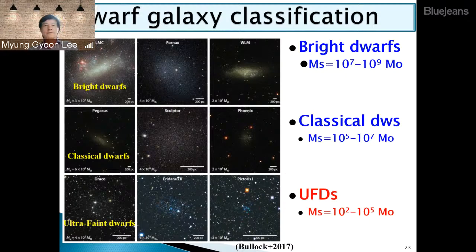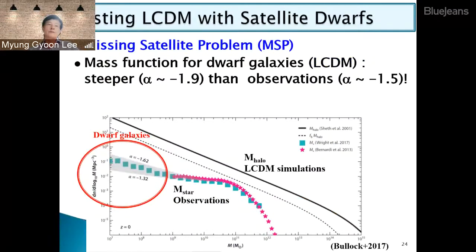The stellar mass range of UFDs is, as a matter of fact, smaller than those of globular clusters. So we know there is a well-known missing satellite problem, which comes from the comparison between the luminosity or mass functions derived from lambda CDM models and observations. So this has been known for long.